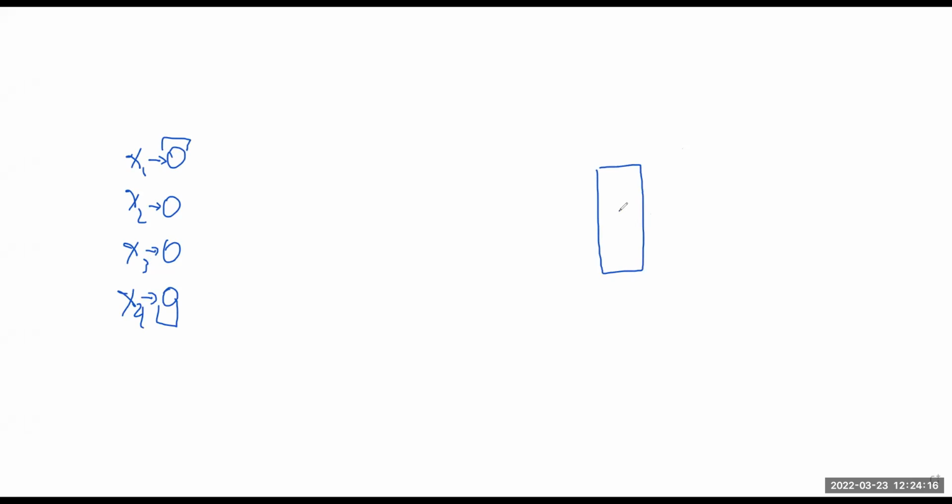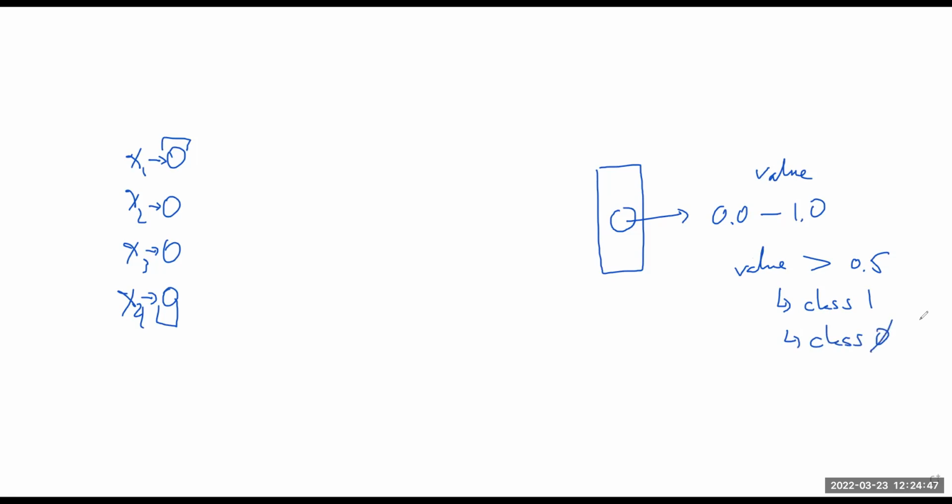So the class can be, there are several ways of representing. We can do one neuron, which outputs a value between 0.0 and 1.0. So basically here we can say, if the value is greater than 0.5, then we say it's class 1, else class 0, right? You see that? So that's basically one way of doing it.